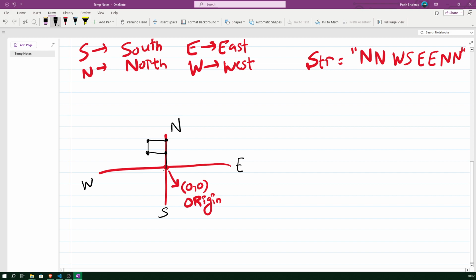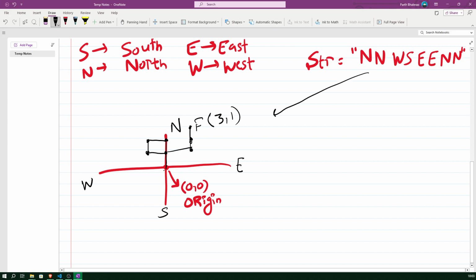Sorry, my bad. Then east again, so we move 1 unit right. Now this is 1 comma 1, then again north 2 comma 1, then again north 3 comma 1. So finally this is our final point and the coordinates are 3 comma 1.